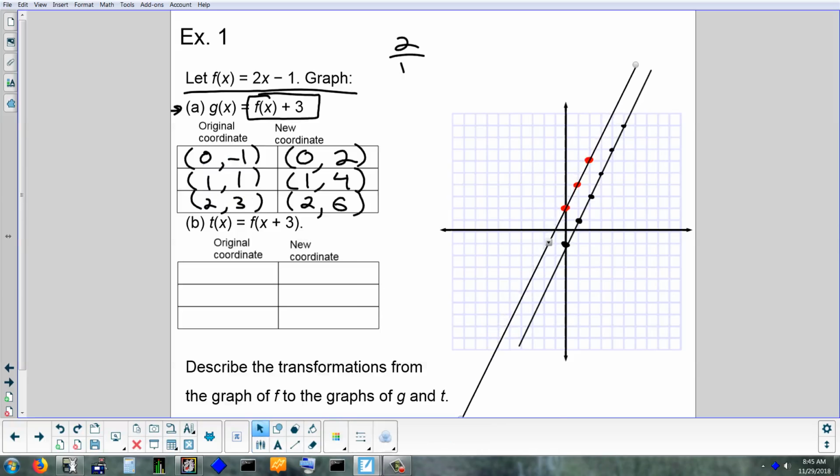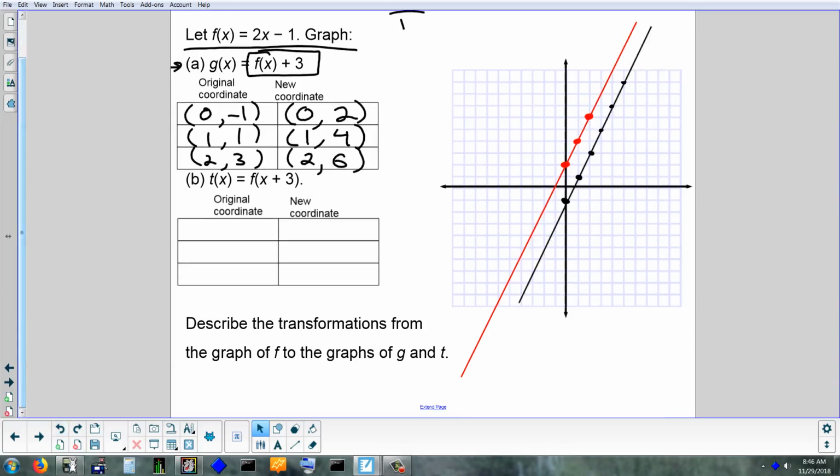And does it look like the line in red moved up? Yeah, it moved up. If you took the line in black and you went 1, 2, 3, it would go up 3. Just look at any of those red dots and look at the black dot right below it. Up 1, 2, 3. All the black dots went up 3. Perfect.